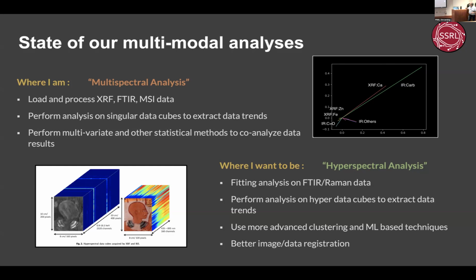Where do I want to be with this? I want to be true hyperspectral, right? So we have a whole data cube that has spectral information, chemical information, UV, vis, Raman, mass spec, whatever it is, along all these axes, and analyze them as a full data cube of thousands of spectral points, and do this full hyperspectral analysis. Now we need some slightly more advanced clustering techniques that can be used on this. We definitely need to work a little bit better on image and data registration. But we're not far off from this.